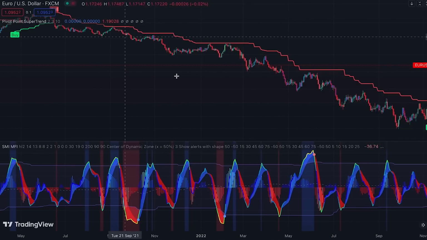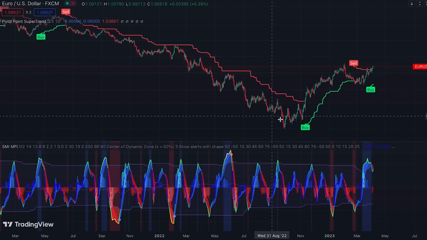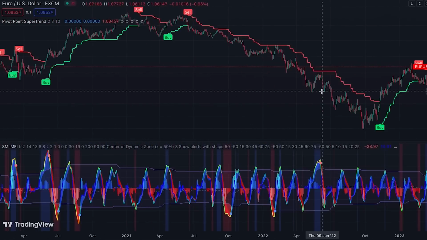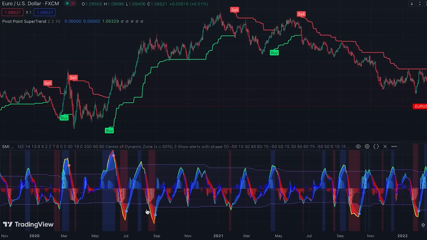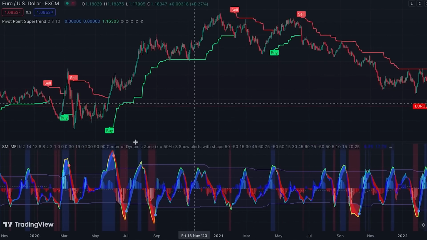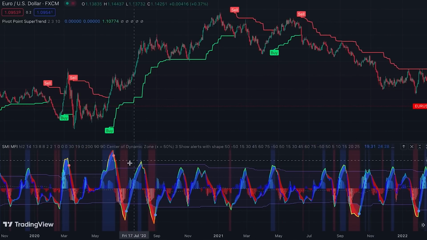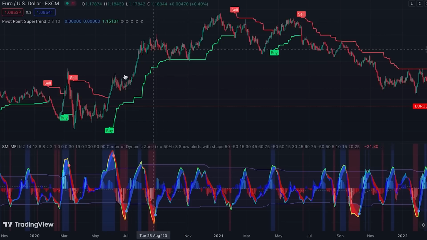And on the other hand, when the super trend is green like this part or this part of the chart, in this situation we only focus on buying signals because the trend is up, and we don't take short position signals because as you can see, they just show a pullback or pause within this uptrend.